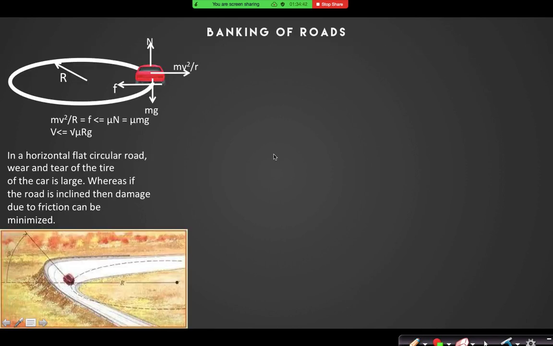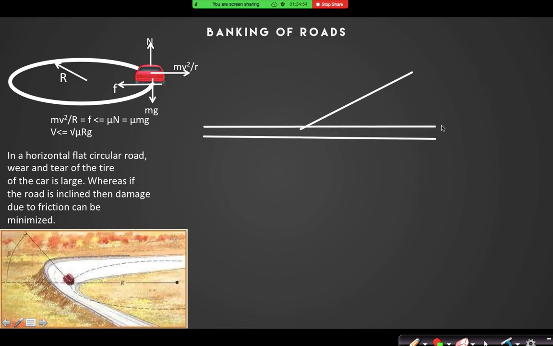Let us draw a cross-section view of that situation. This is a road which is inclined at a certain angle. Can you imagine this road? Suppose this is the radius of that circular path, and this is the car. This is our car.